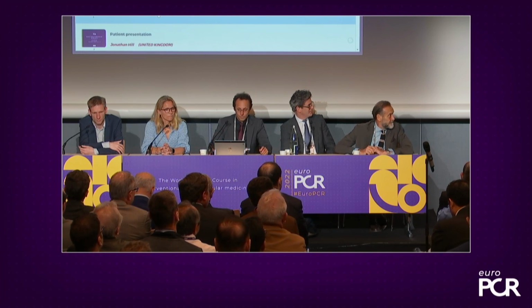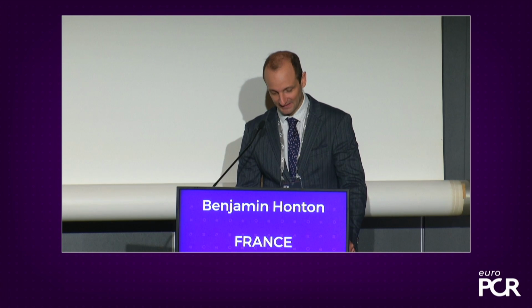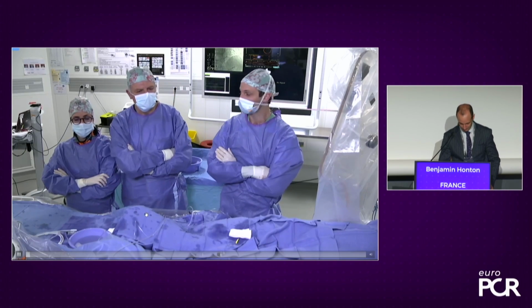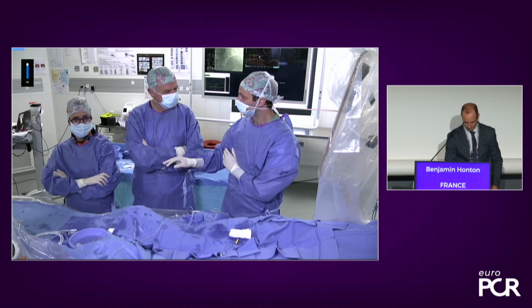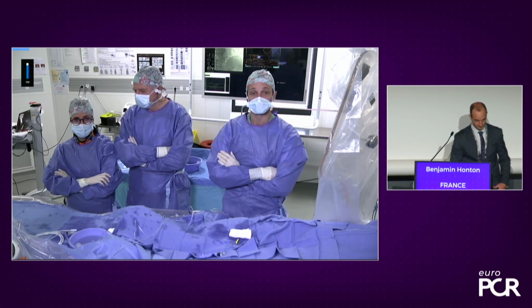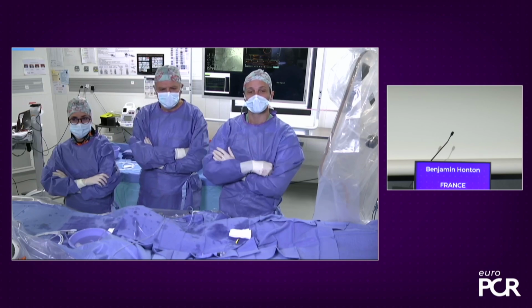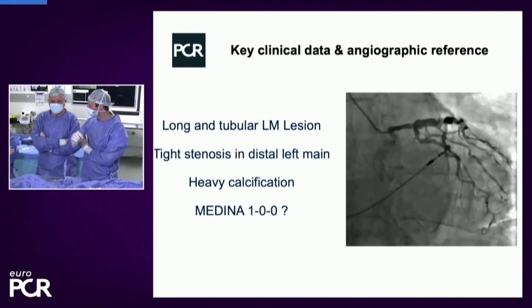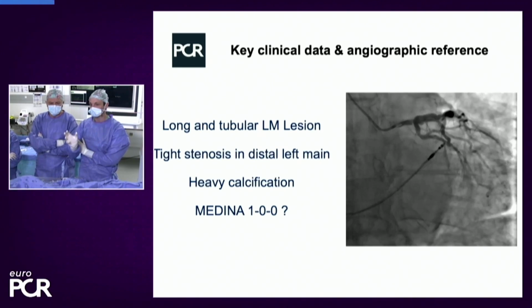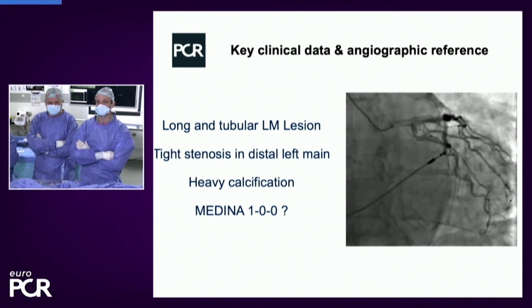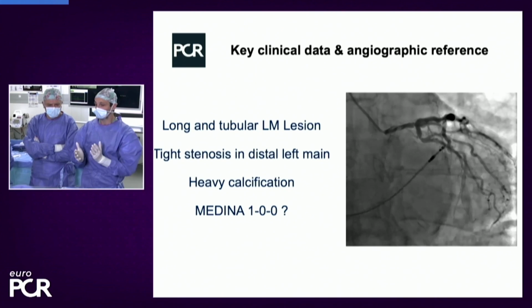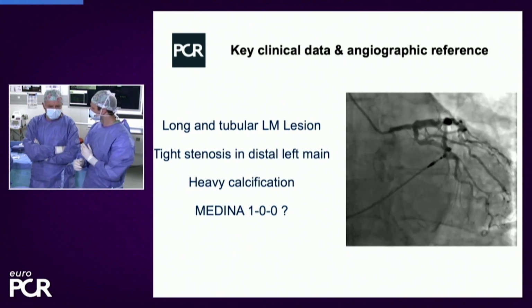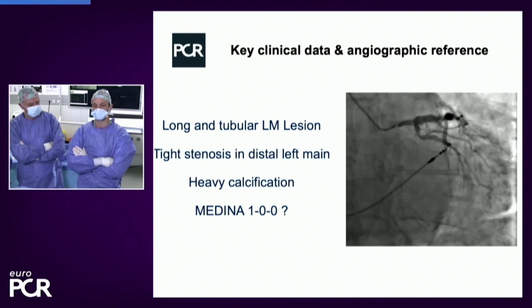I will try to show everything that you said, and first of all, we can discuss after the Welcome Back part. In Toulouse, I'm very happy to be with my friend Bruno Farah and our nurse Melody to share with you this long and tubular left main lesion. You have seen on the presentation this long lesion, very calcified, tubular, with a tight stenosis in the distal left main. It's a Medina 100 on the previous angiography, but I put a question mark because we're not sure of this classification.